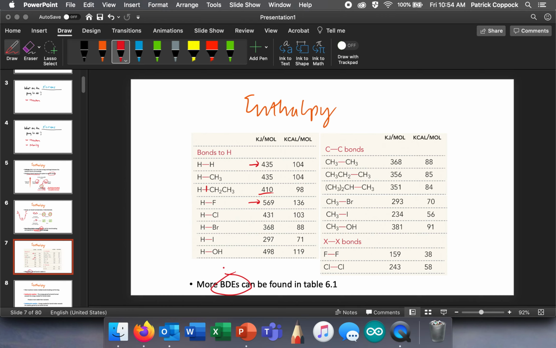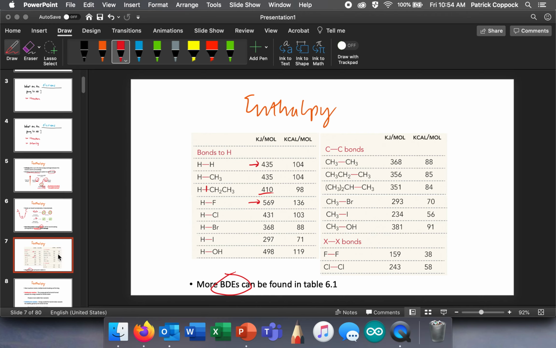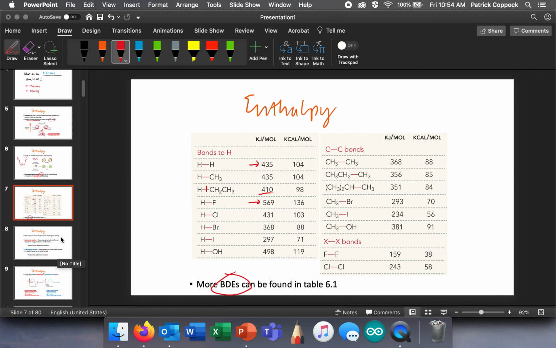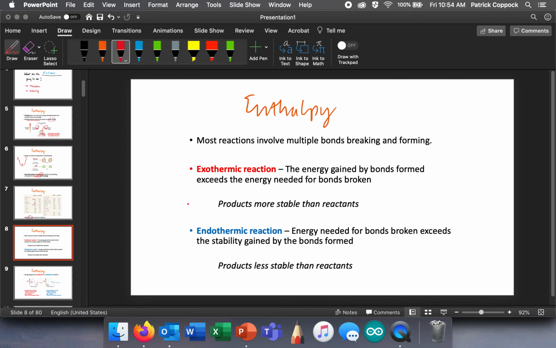And more bond dissociation energies can be found in table 6.1. All right, so that's the enthalpy that's required to break a bond, and that's what these tables indicate. Now, most reactions involve breaking and forming multiple bonds.